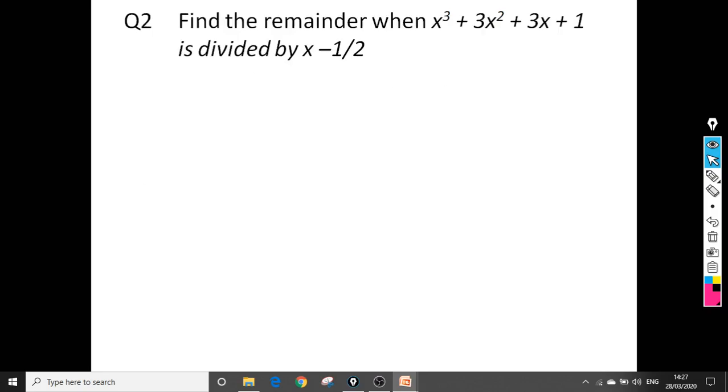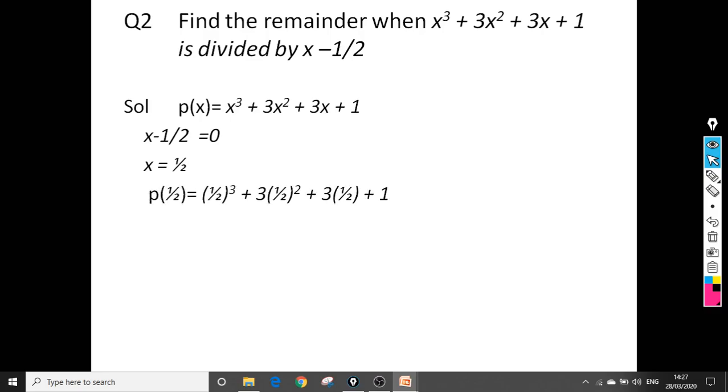This is the second question. In this case, we have to find the remainder if the same polynomial is divided by x minus 1 by 2. Again, the process is the same. Considering the given polynomial as p of x, substituting x minus 1 by 2 equals 0, finding x from here, which is 1 by 2, and substituting this value in the polynomial.